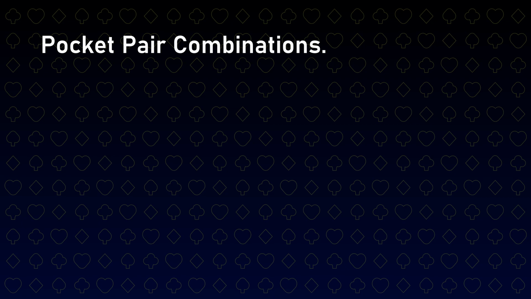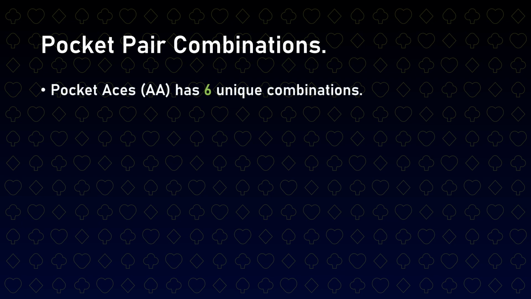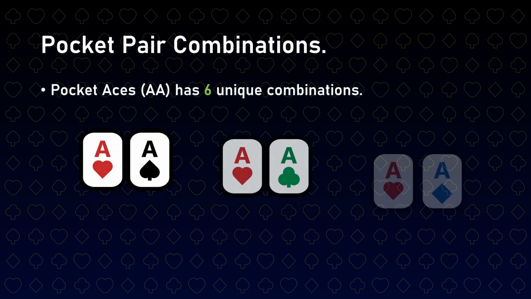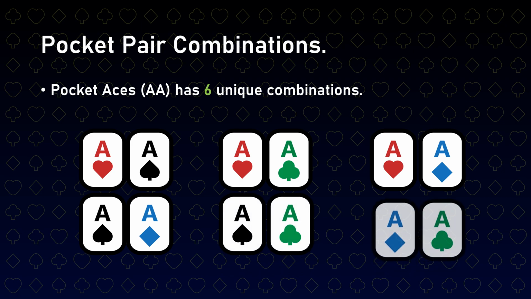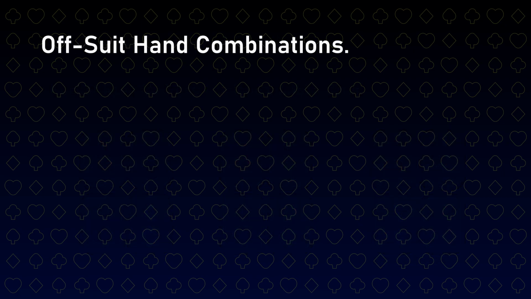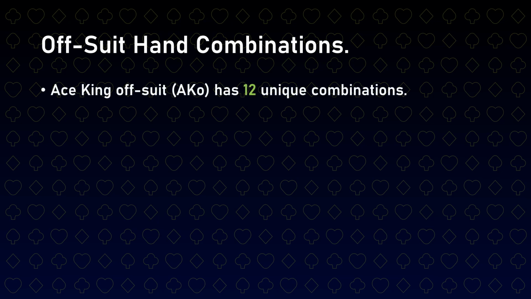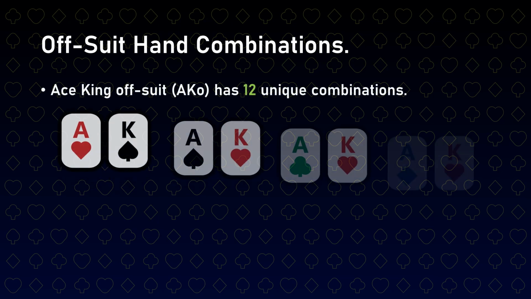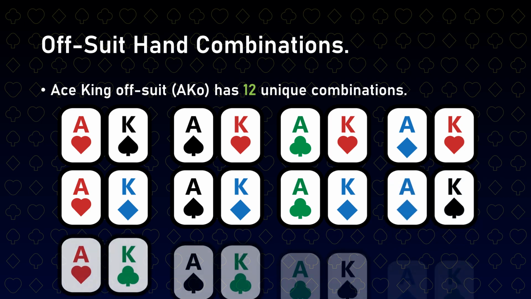Moving on to all the possible combinations of a specific pocket pair. In this example we are looking at all the different combinations for aces. As we can see, there are 6 unique combinations that we can be dealt. We can look now at offsuit hands. Here we are looking at all the possible combinations of ace-king offsuit. As you can see, there are 12 different combinations that may be dealt to us.